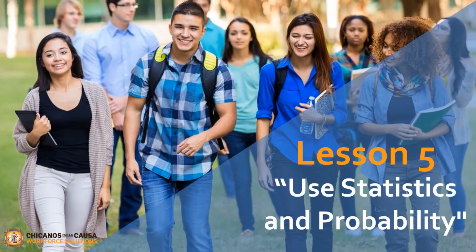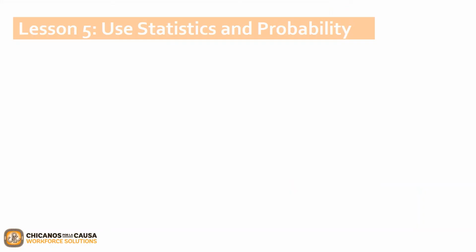All right, everyone, 2 more lessons. Lesson 5, use statistics and probability. Scientists often have to perform calculations for their own experiments and observations. Therefore, you can expect to do the same on the GED science test.